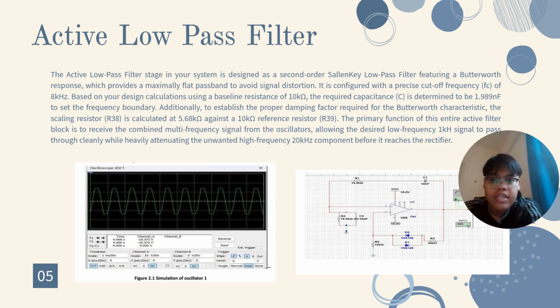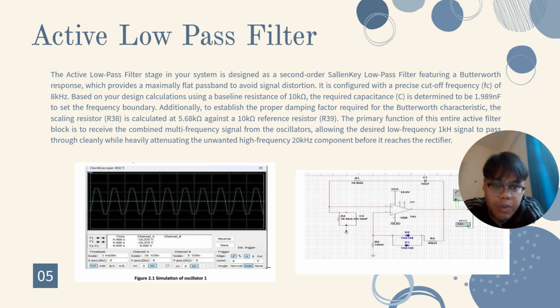Then this is the active low pass filter. The active low pass filter stage in your system is designed as a second order Sallen-Key low pass filter featuring a Butterworth response, which provides a maximally flat pass band to avoid signal distortion. It is configured with a precise cutoff frequency of 8 kHz based on your design calculation using a baseline resistance of 10 kilo ohm. The required capacitance is determined to be 1.989 nF to set the frequency boundary.